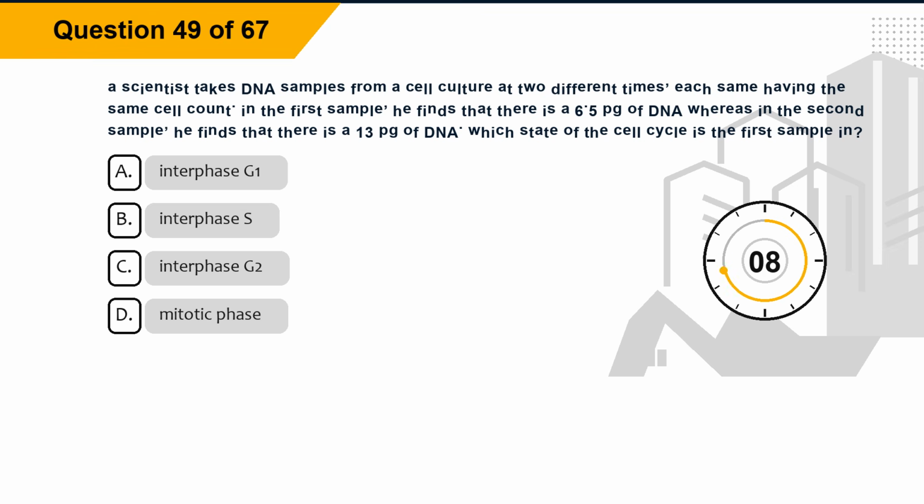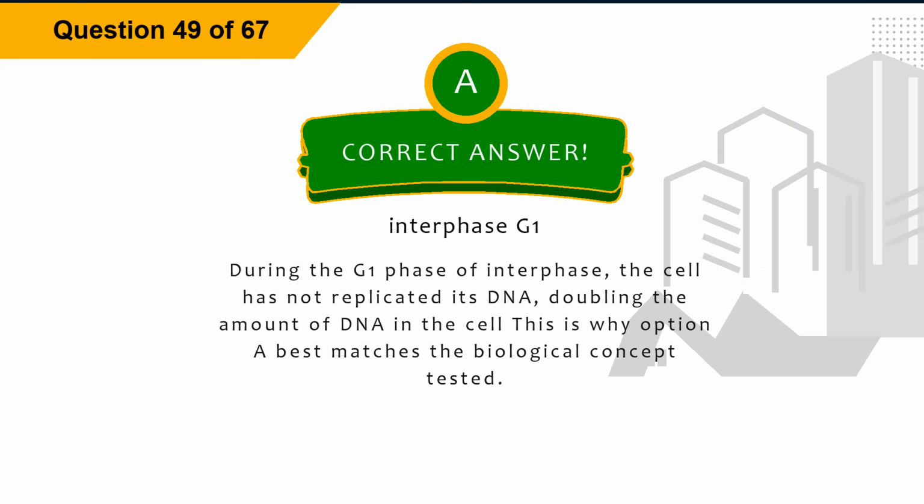Option A, interphase G1. Option B, interphase S. Option C, interphase G2. Option D, mitotic phase. The correct answer is option A, interphase G1. Explanation: during the G1 phase of interphase, the cell has not replicated its DNA, doubling the amount of DNA in the cell. This is why option A best matches the biological concept tested.